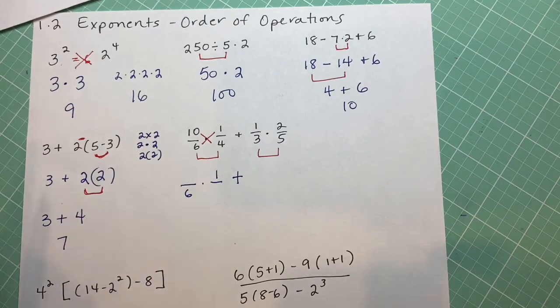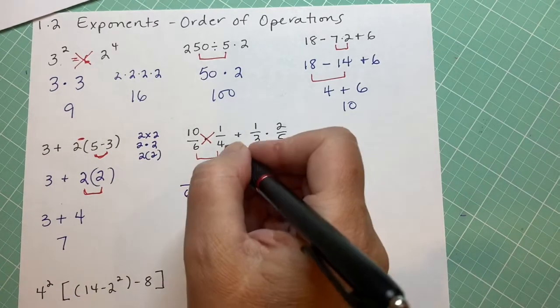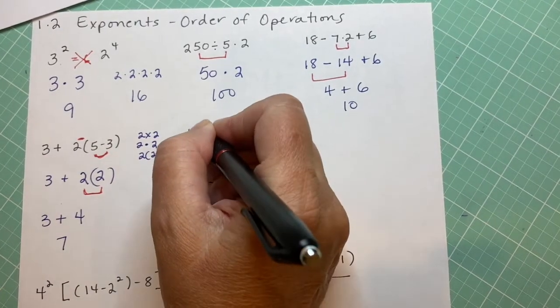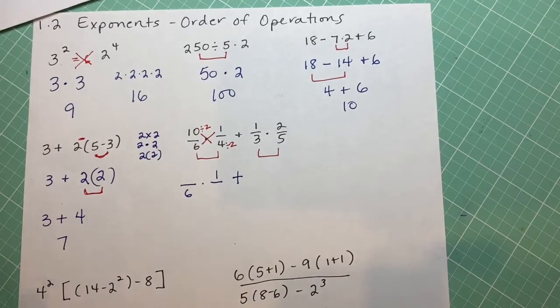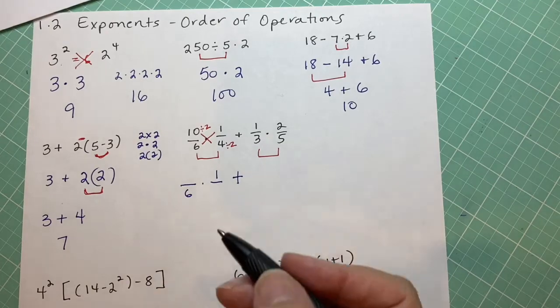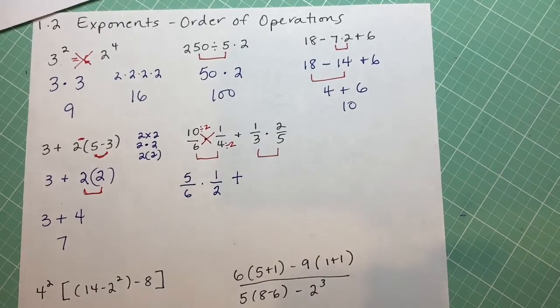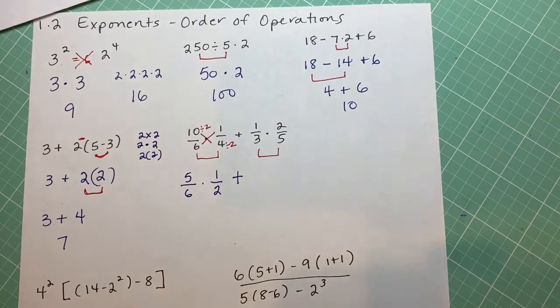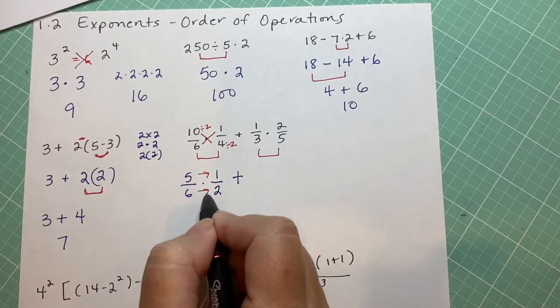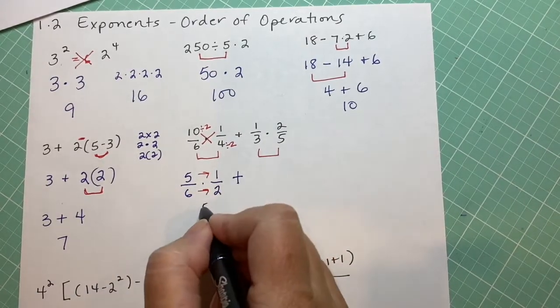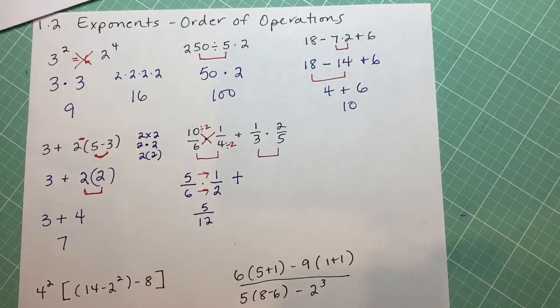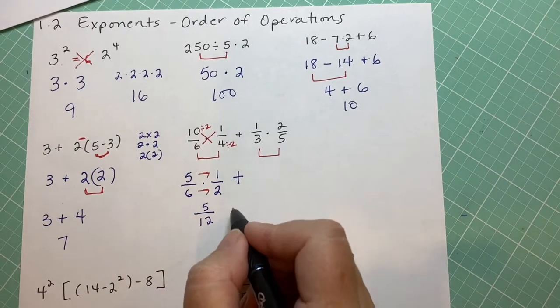But then you look for what common factor do they have? What could you reduce them by? And so we could reduce both these by 2. So whatever I divide the top by, I have to divide the other one by. So 10 divided by 2 is 5. 4 divided by 2 is 2. Now we multiply across the top and the bottom. So 5 times 1 is 5. 6 times 2 is 12. So we multiplied that first part. I'm going to bring down the plus.